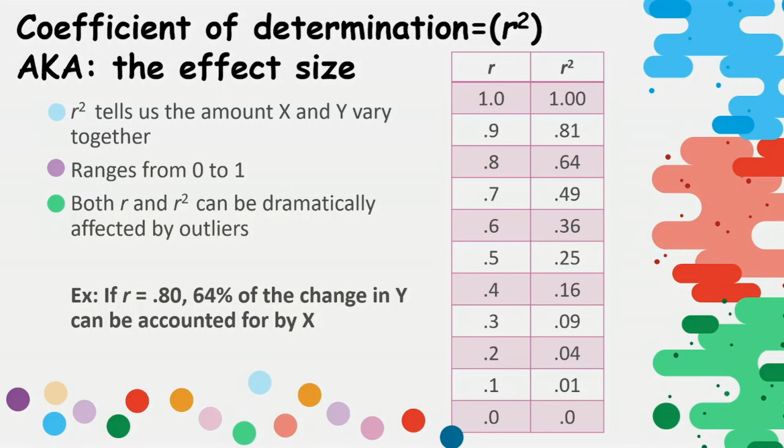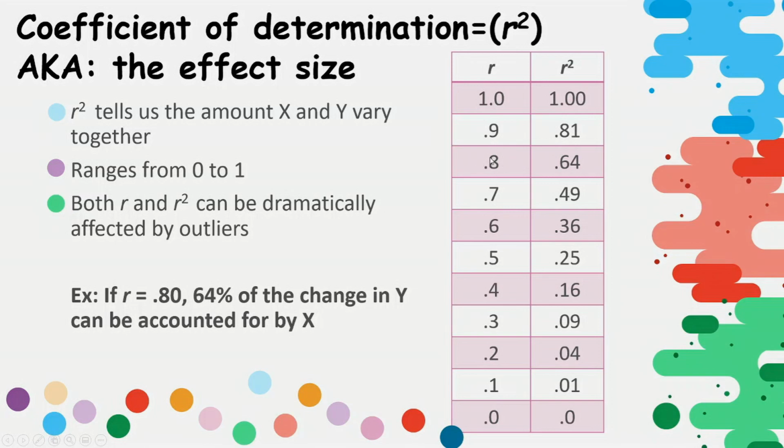It again is going to range from 0 to 1. And both the R and the R squared can be dramatically affected by outliers. So if you have one or two outliers, it can really pull your numbers. It can really pull your data.